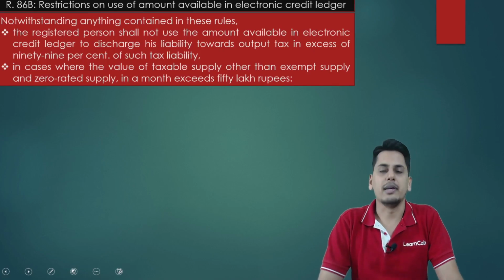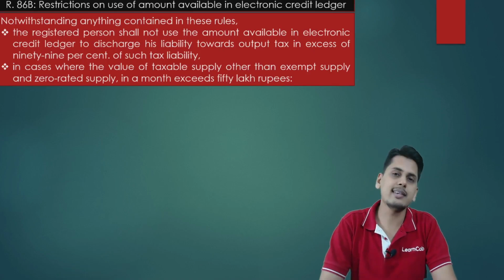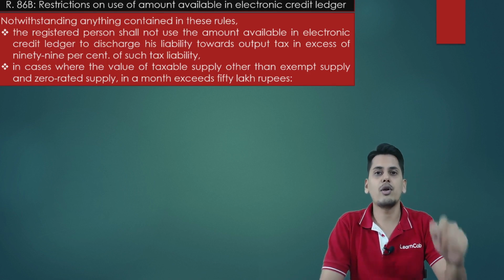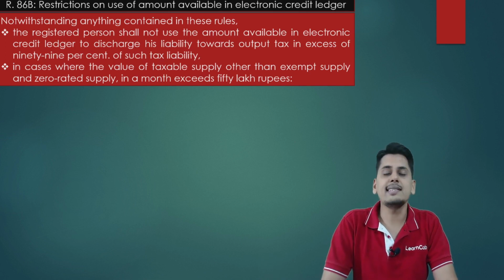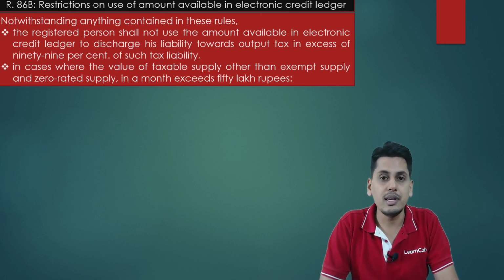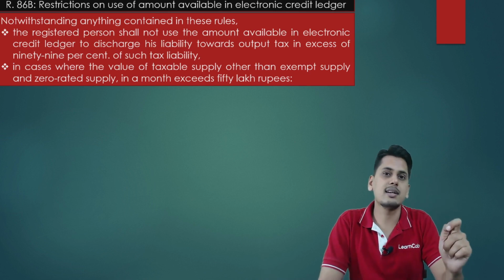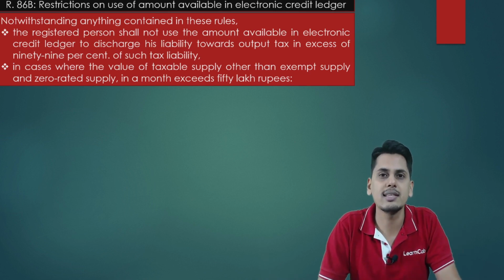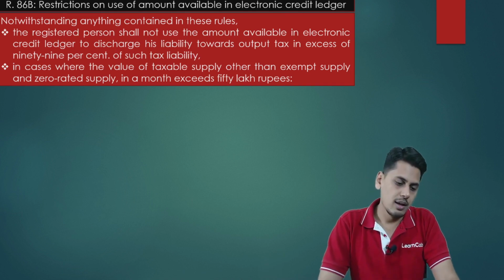Rule 86B. Friends, we know what is Rule 86A. Under 86A, the proper officer can block the utilization of credit in certain special circumstances. Now friends, 86B restricts the utilization of credit. It places a restriction on the utilization of credit. In which manner? Let's have a look.